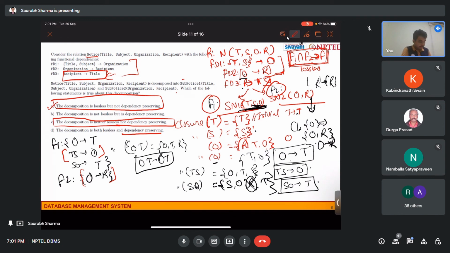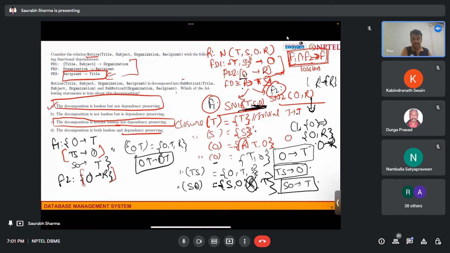So today's time is actually over. I will repeat it again, only this part, lossless decomposition, next week. Okay, so I think I am covering the last question today, then next week I will tell about this lossless again. Okay, I think functional dependency is clear to everyone. Is there any doubt in functional dependency preserving?